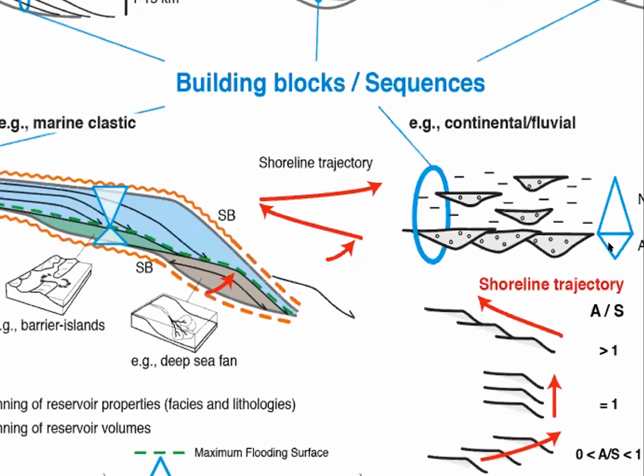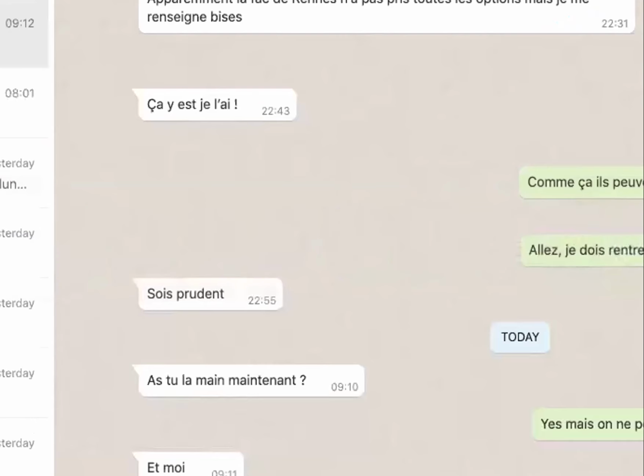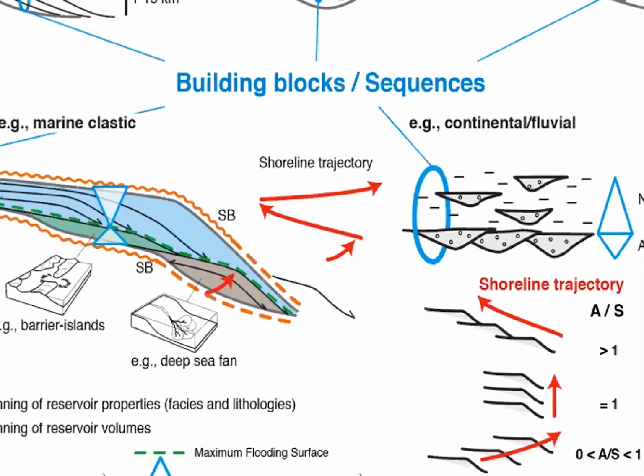So we can interpret that as less preservation and more preservation of the sediment. That's one type of building blocks. But it's true that sequence stratigraphy in fluvial environments is less easy or less evident than in marine systems.